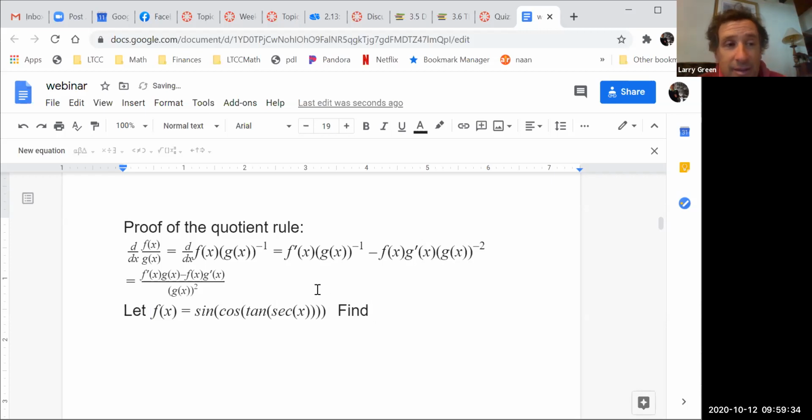Find f prime of x. Any questions on the question? Okay, and the idea is now we have not a 2-link chain, but a 4-link chain. You see that? And the key on this is if we go inside out, then everything will come together. So let's start with the secant of x.